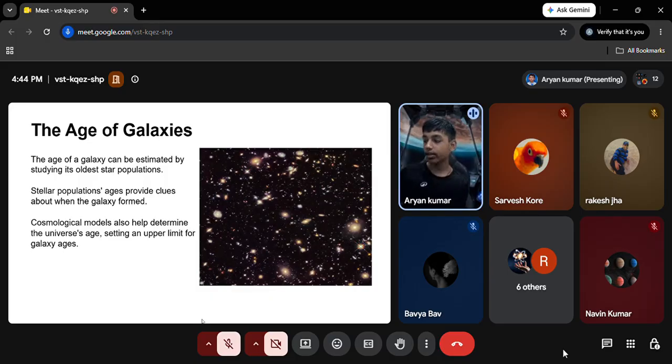So what we do is that there's a certain cluster of stars in a galaxy. We can just look at that and figure out the oldest star, and that will give us a minimum cutoff. So that would be the minimum age of that galaxy. So we just get a rough starting point, and most of the old stars are main sequence stars, red dwarfs and white dwarfs. By studying those, we can get the minimum age of a galaxy.